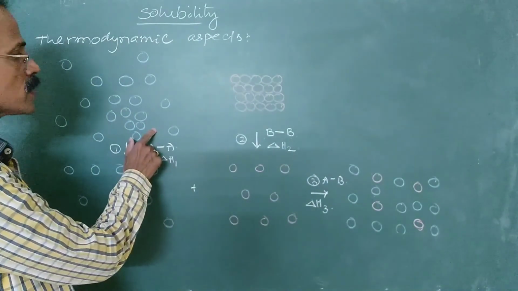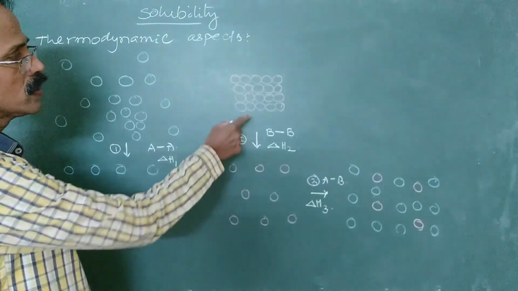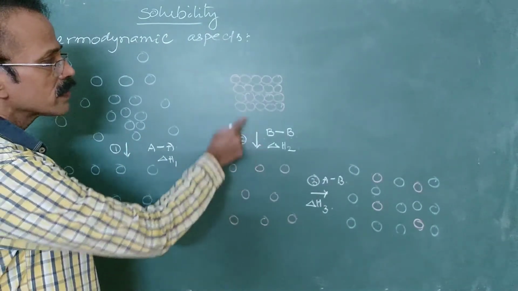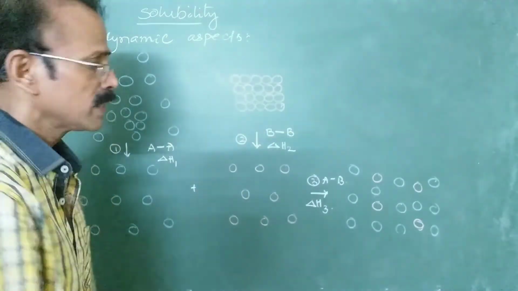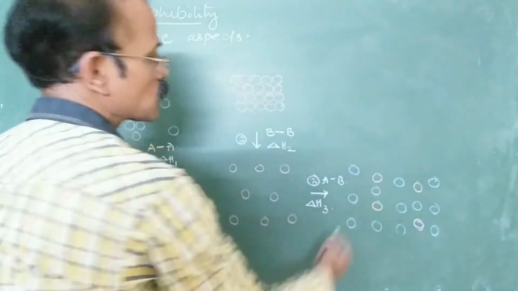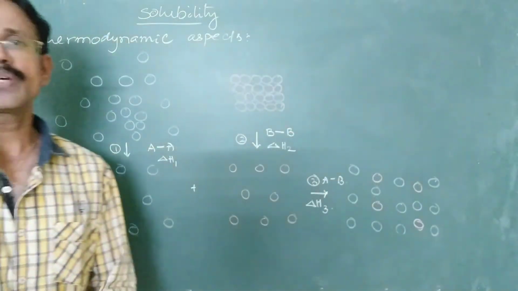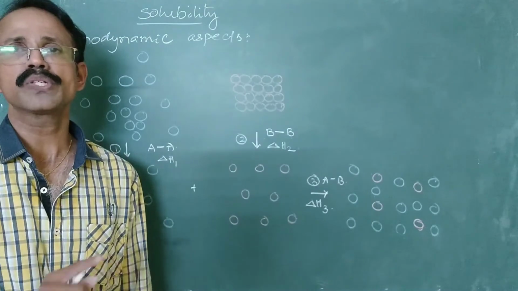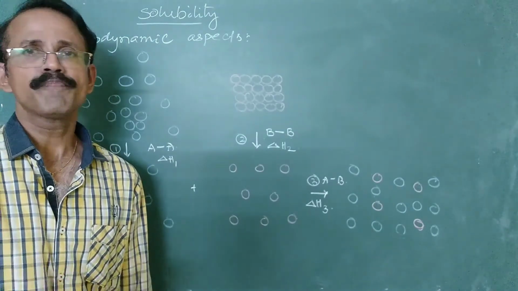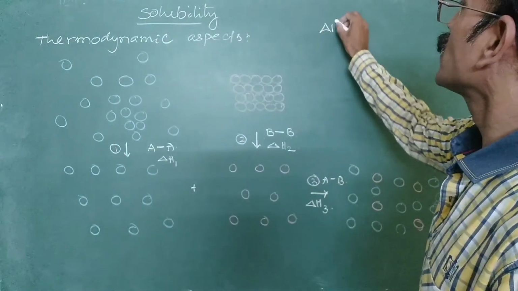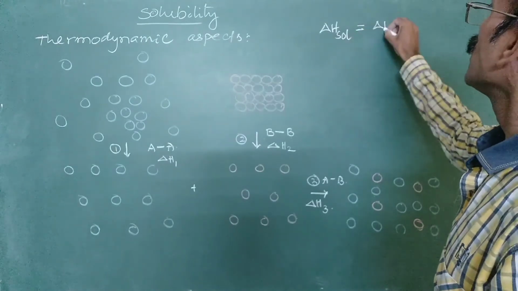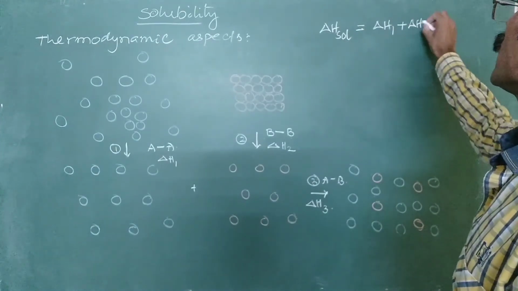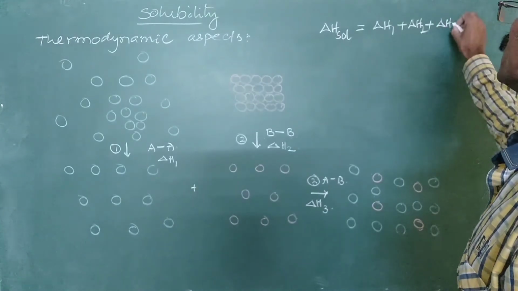So what are the three steps? Breaking the attractive forces of solvent molecules. Second step, breaking the attractive forces between the solute particles. And in the third step, the attractive forces are developed between solvent and solute particles, resulting in the formation of a homogeneous mixture that is known as a solution. So how do you calculate the enthalpy change here? The overall enthalpy change of solution can be given as delta H1 plus delta H2 plus delta H3.